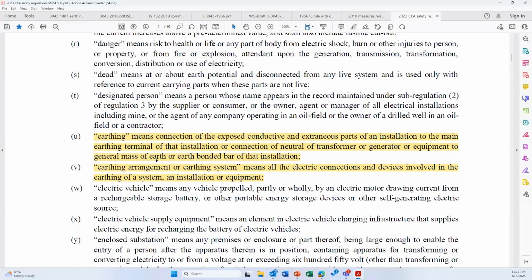In a building, you have to do it in one way. If your installation is in soil, you need to do it in a different way: the general mass of earth or the earth bonded bar of the installation. So basically, in 2023, there was a big change in the definition. When we conduct our webinars and seminars and ask people whether they noticed this change, very rarely have they noticed it. So these are the oldest documents which were available for us to read.